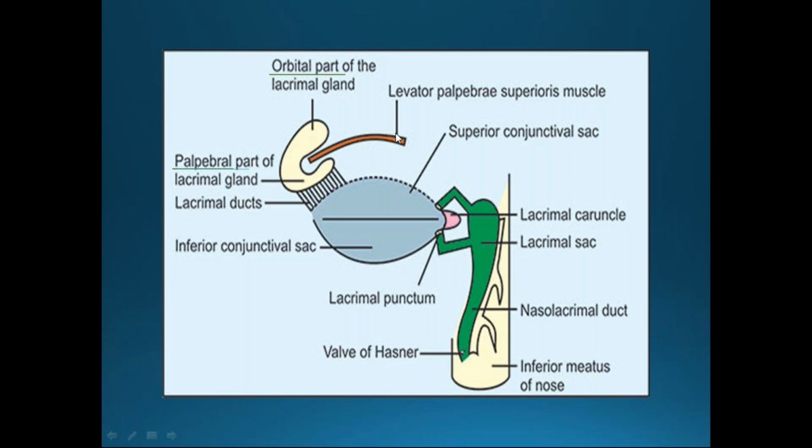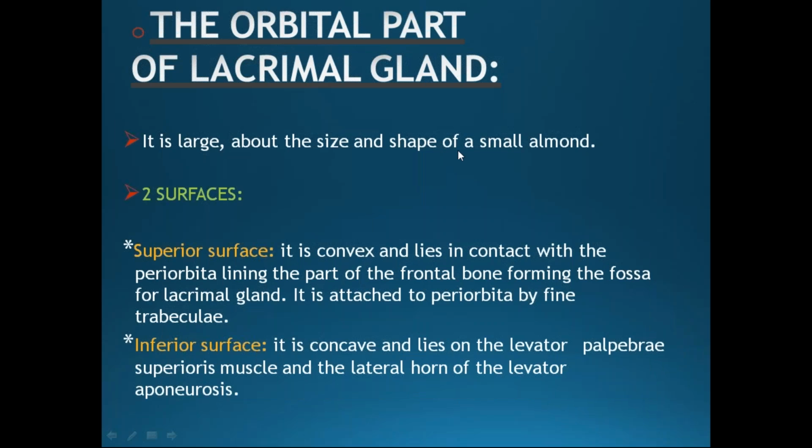The orbital part of the lacrimal gland is large, about the size and shape of a small almond. The superior surface is convex and lies in contact with the periorbita lining the part of the frontal bone forming the fossa of the lacrimal gland. It is attached to the periorbita by fine trabeculae.